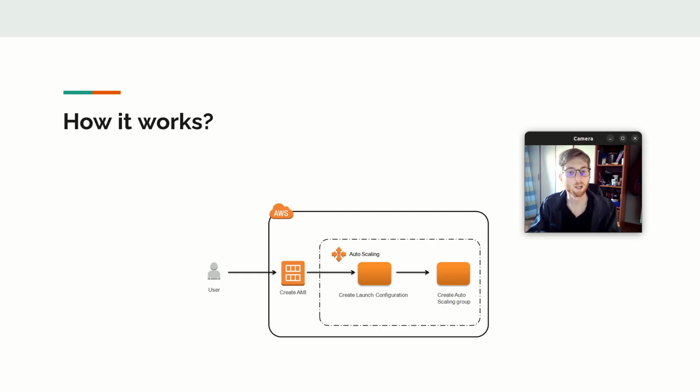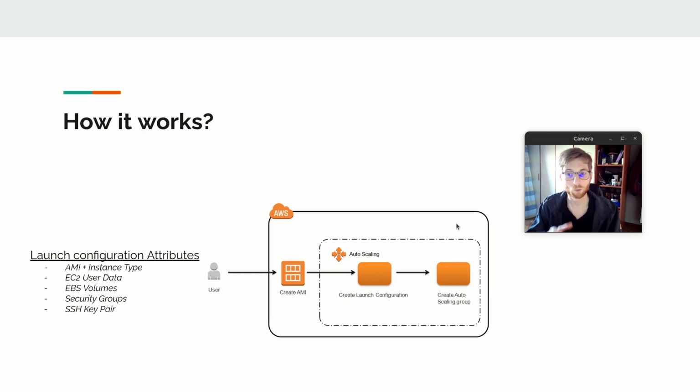Today it is named launch template, and it's a template where there are a lot of attributes. There are the attributes of your launch configuration, so about your instance. So you choose the AMI, as we said, the instance type, EC2 user data, so what your instance will do during the booting process. Then you can choose the storage, the security groups, and SSH key pairs if you need them.